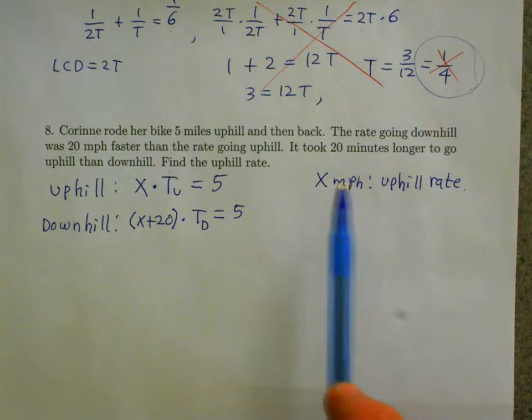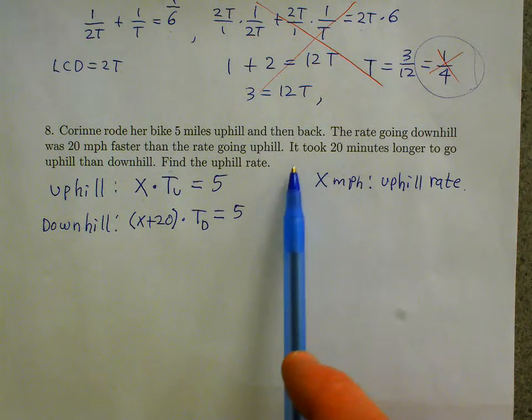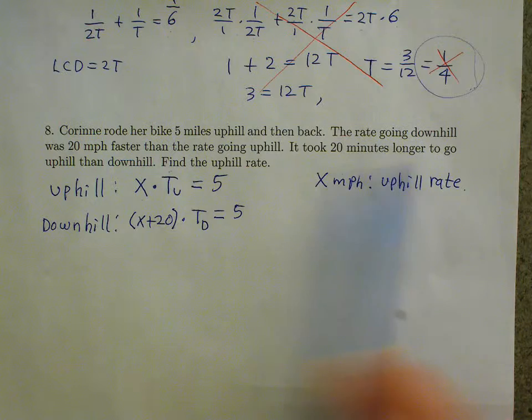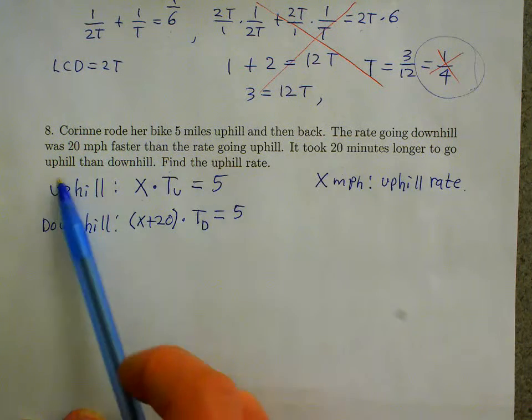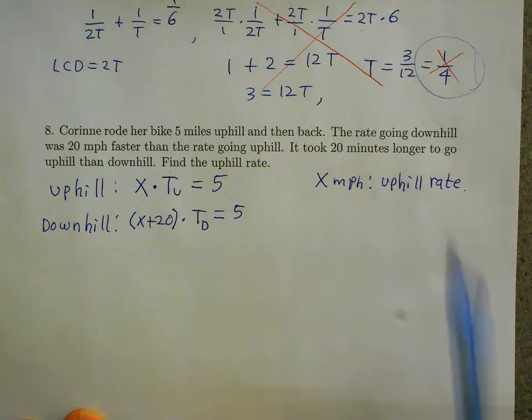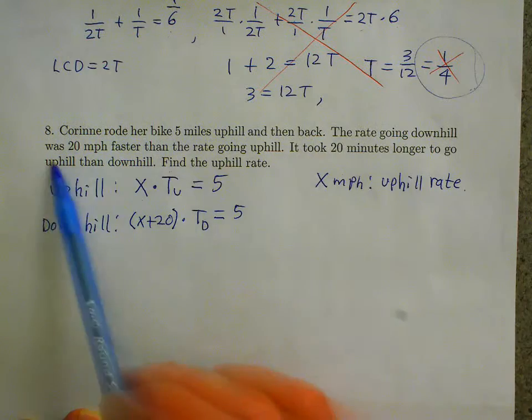The third sentence is the key here. It took 20 minutes longer to go uphill than downhill. We also have to convert minutes to hours. So what portion of an hour is 20 minutes? 1/3. Yeah, 1/3. 20 minutes is 1/3 of an hour. So it makes sense that it would take longer to go uphill, especially given that the rate going downhill was faster.